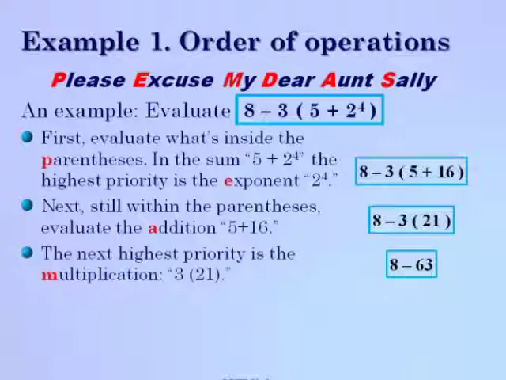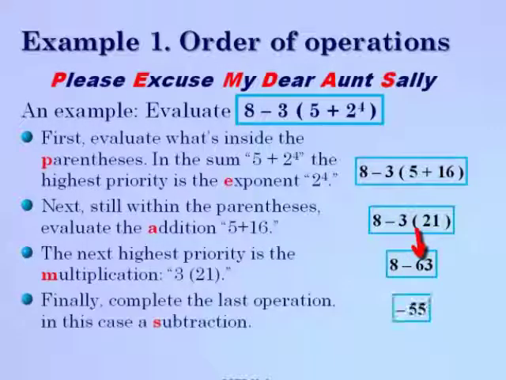The next highest priority is the multiplication of 3 times 21, so that gives us 63, and finally we're ready to do the last operation, which is a subtraction in this case, and we'll end up with a negative 55.